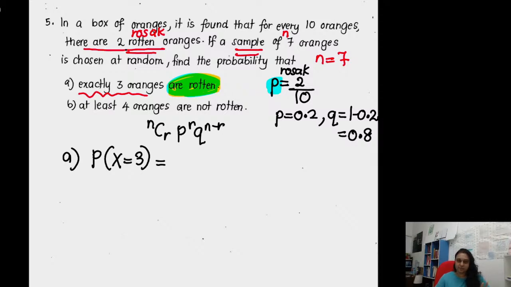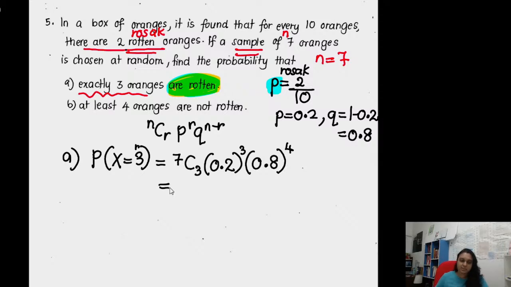Okay, let's masukkan in this formula. The first one, N ialah 7. C, what is your R? R is always the X. The X is always the R. So 7 C 3. P is 0.2. R is 3. Q is 0.8. N minus R, 7 minus 3, 4.